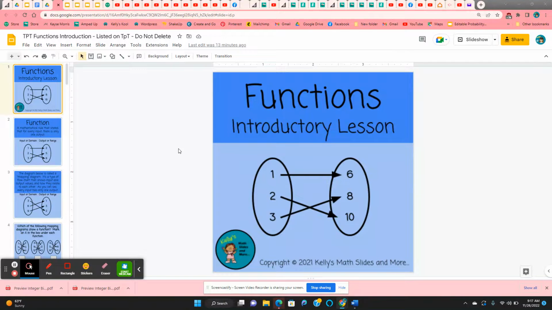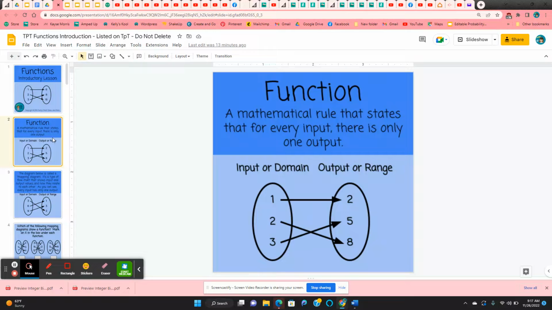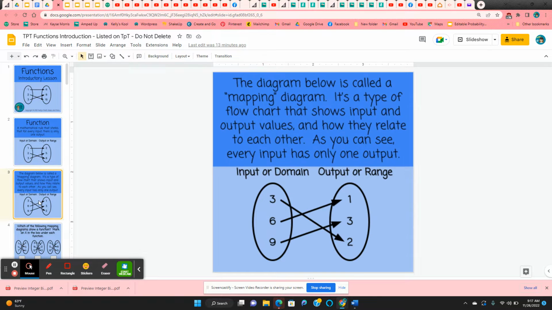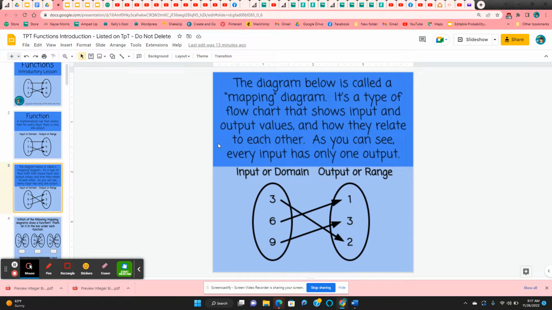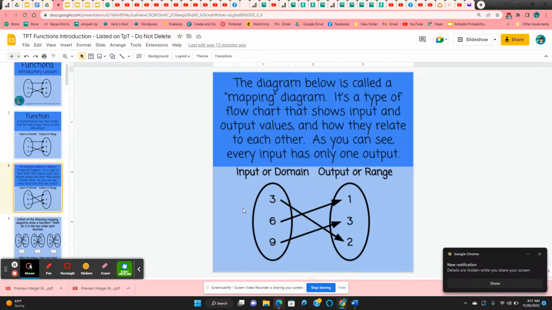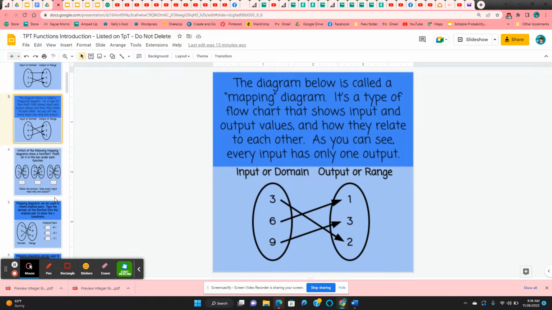This is an introductory lesson on functions. So it starts with a definition of functions, input and domain, and output or range. And it explains that this is called a mapping diagram. It's actually a flow chart that shows input and output values.